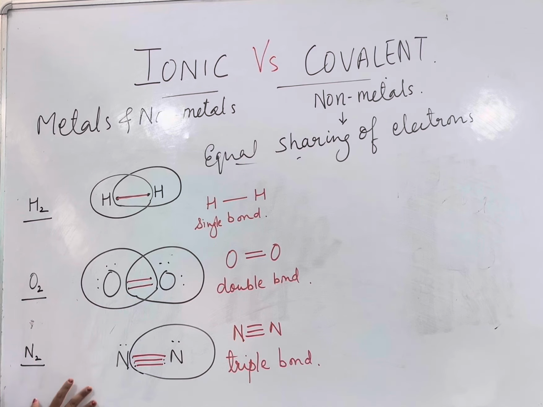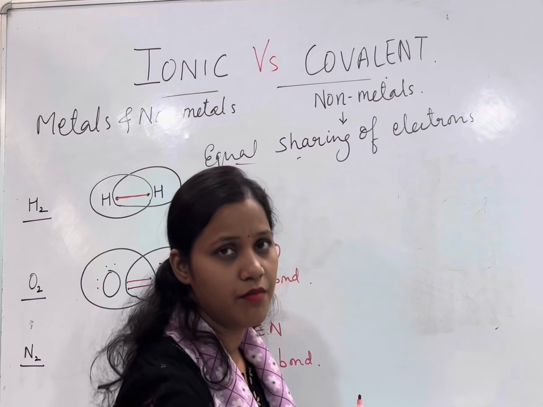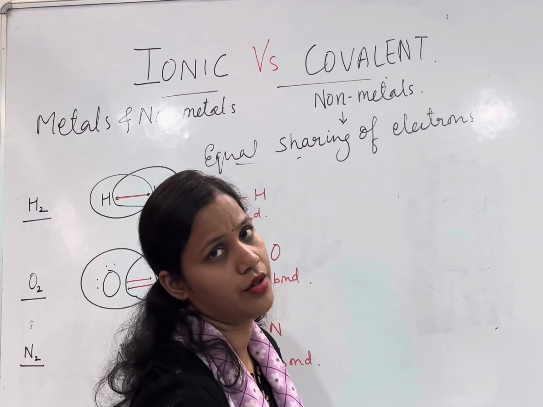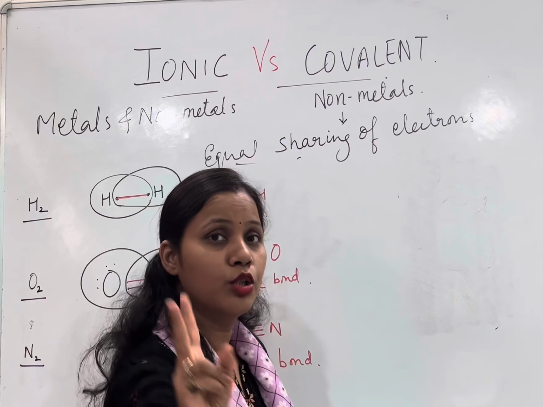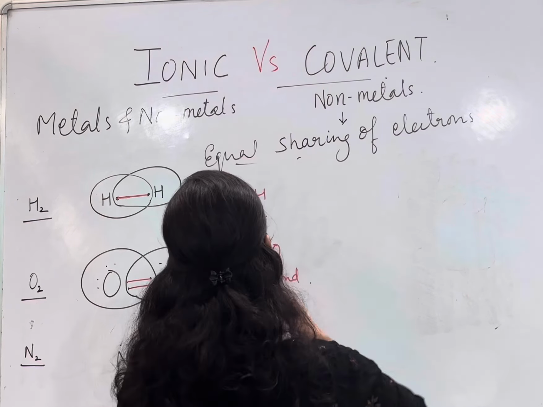So these are the examples for those non-metals which are within the same nitrogen, oxygen, hydrogen. बट ये कोवेलेंट बॉन्ड 2 अलग अलग नॉन मेटल के बीच में भी हो सकता है. फॉर एग्जाम्पल हाइड्रोजन क्लोराइड.